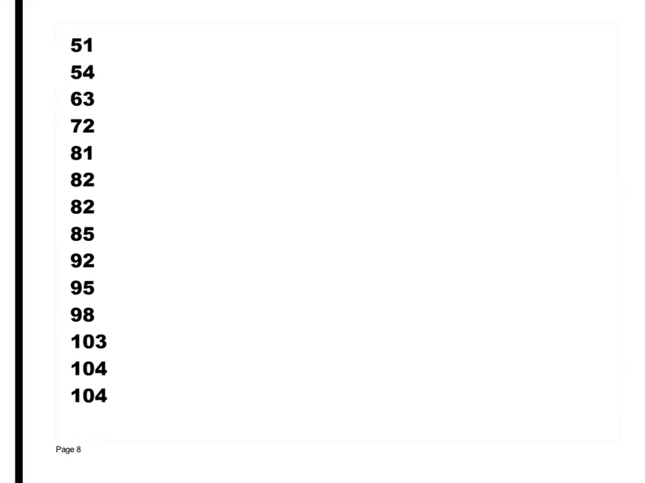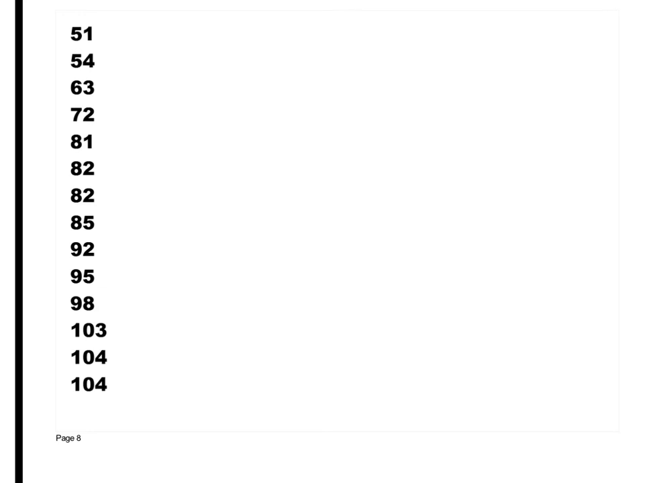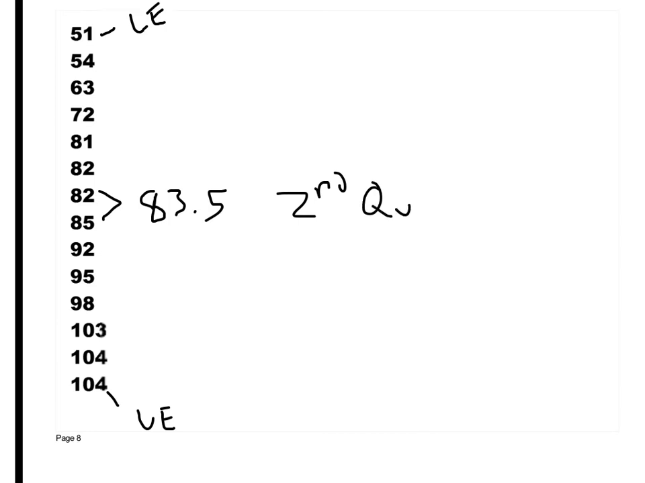All right, so let's do another one. Write down these numbers. After you write down the numbers in order, here is your lower extreme. Here's your upper extreme. Then we find the middle, the median, the second quartile. What would be the second quartile? It's going to be the median of 82 and 85. What's the average of 82 and 85? 83.5. Good. That's your second quartile, your middle number.